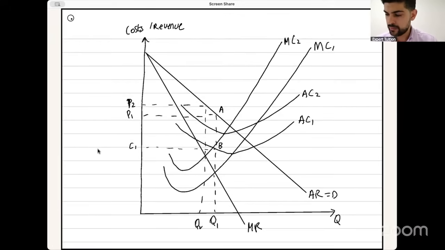Like it's completely valid, whatever you had done. Q2 hits the AC curve over here. That's C2. That's D. That's E. Clearly, supernormal profits are going down. Now you have a lot to say here. This is why this diagram is so amazing and why I think it's better than normal supply and demand.